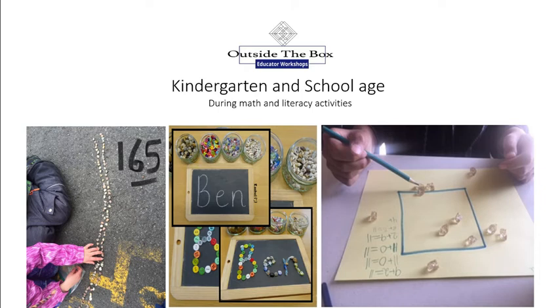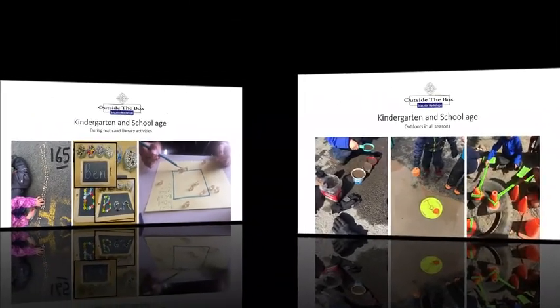You can also use loose parts as a starting point for name writing. They can use small materials to trace the letters in their name. This is great for fine motor skills. In the third photo, we used glittery rocks as an accessory for a math activity. This math activity included making math sentences.